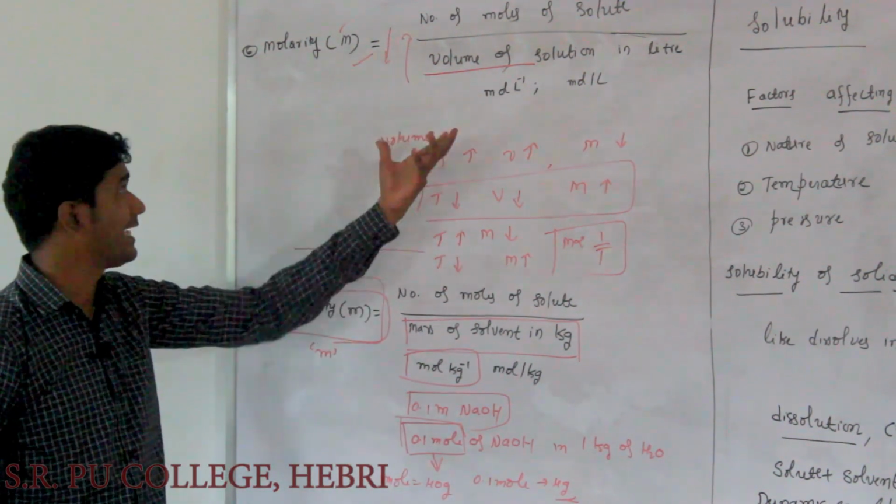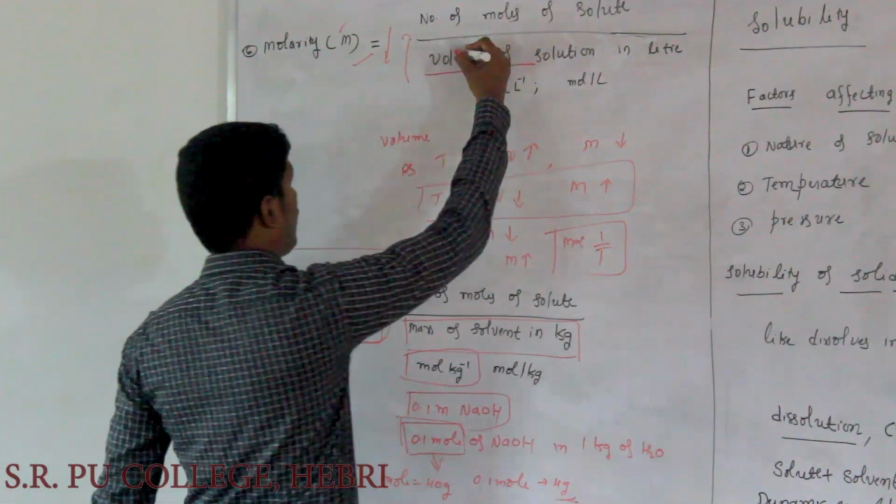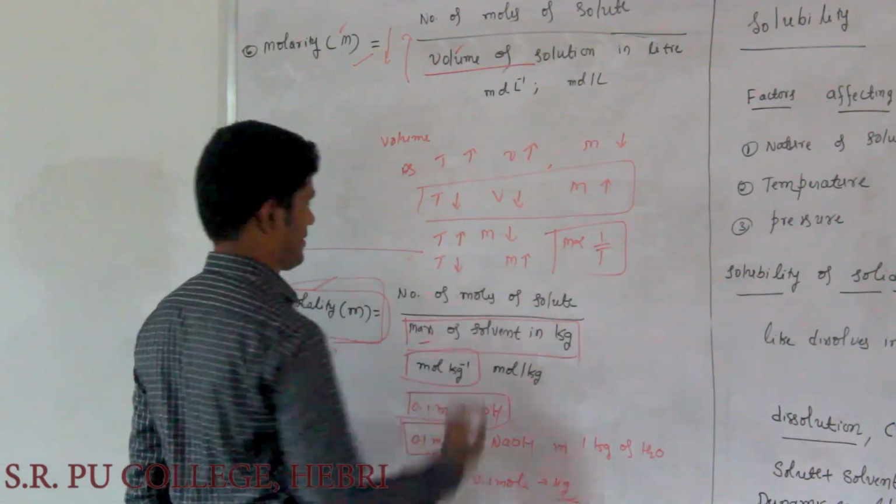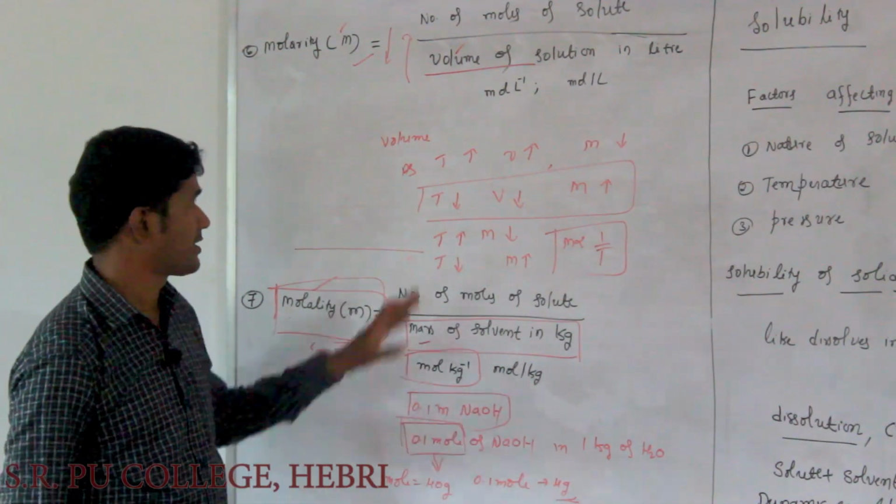So this is the difference between molality and molarity. Here it is volume and here it is mass. Okay, this is about the concentration terms.